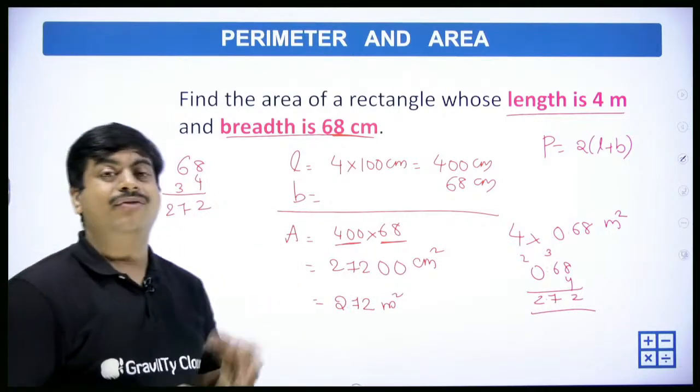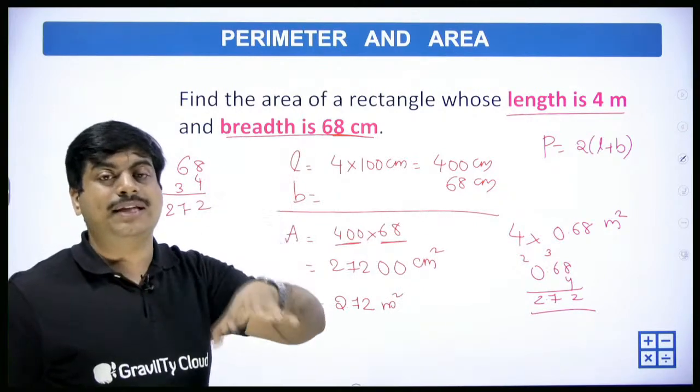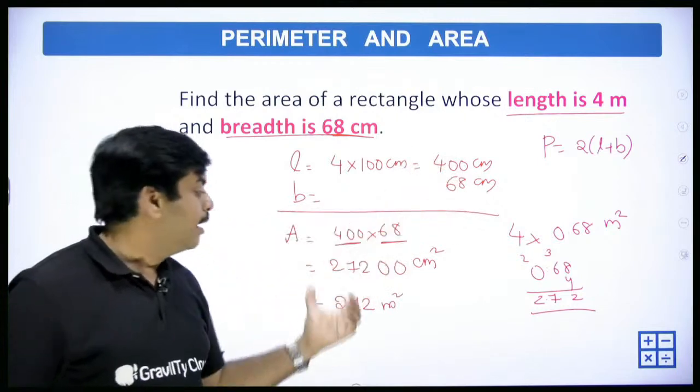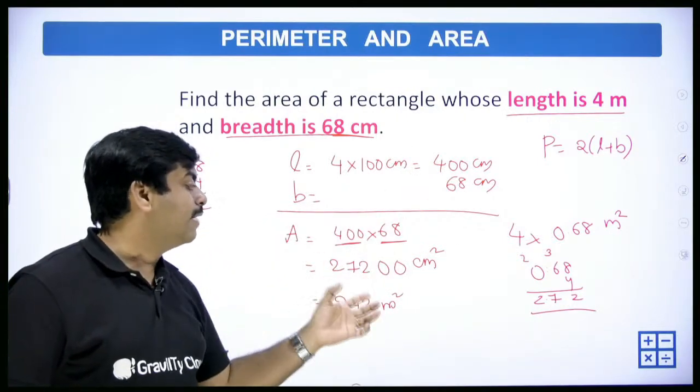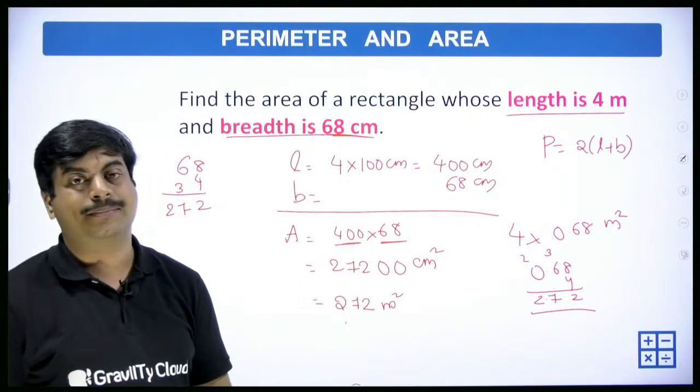You need to divide not just by 100. You need to divide by 100 into 100, because we have centimeter square. Centimeter square means centimeter into centimeter. Here for meters, you need to divide not by 100, but by 100 into 100, that is 10,000. Okay.